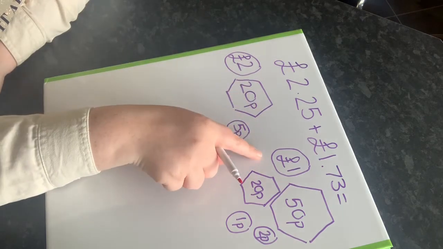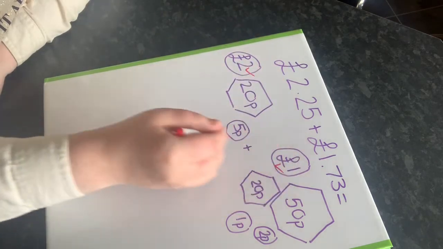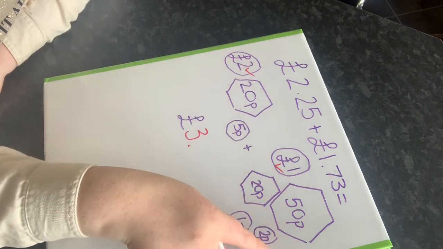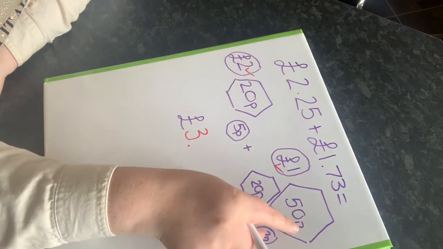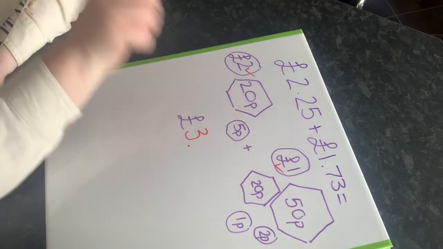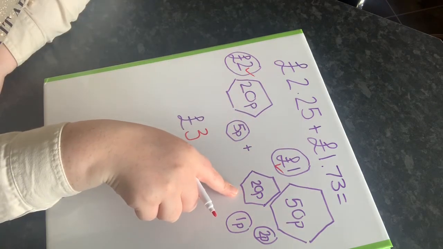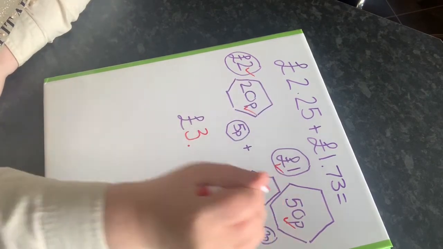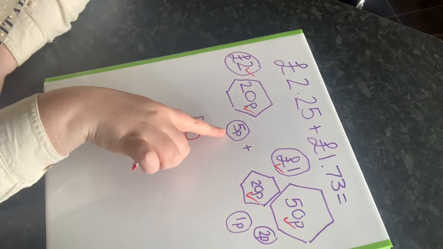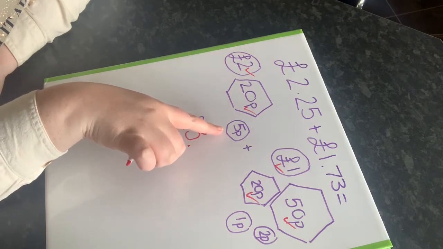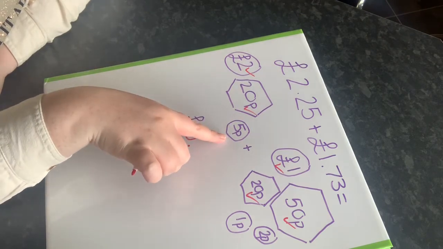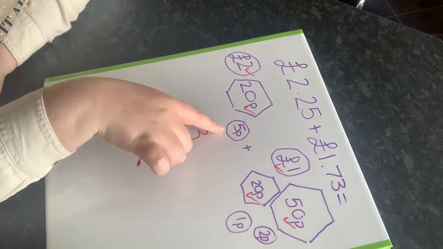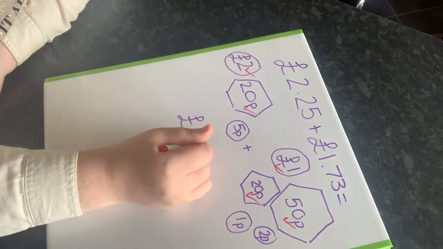So I have a £2 and a £1, which gives me £3. Then I'm going to add the pence together. So we have got 50 add 20, which is 70. 70 add 20, which is 90. So I'm going to tick them off because I've added them. Then I'm going to add the other pence together. So 90 add 5 is 95. Then add 2 and 1, which is 3. 95 add 3 is 98.